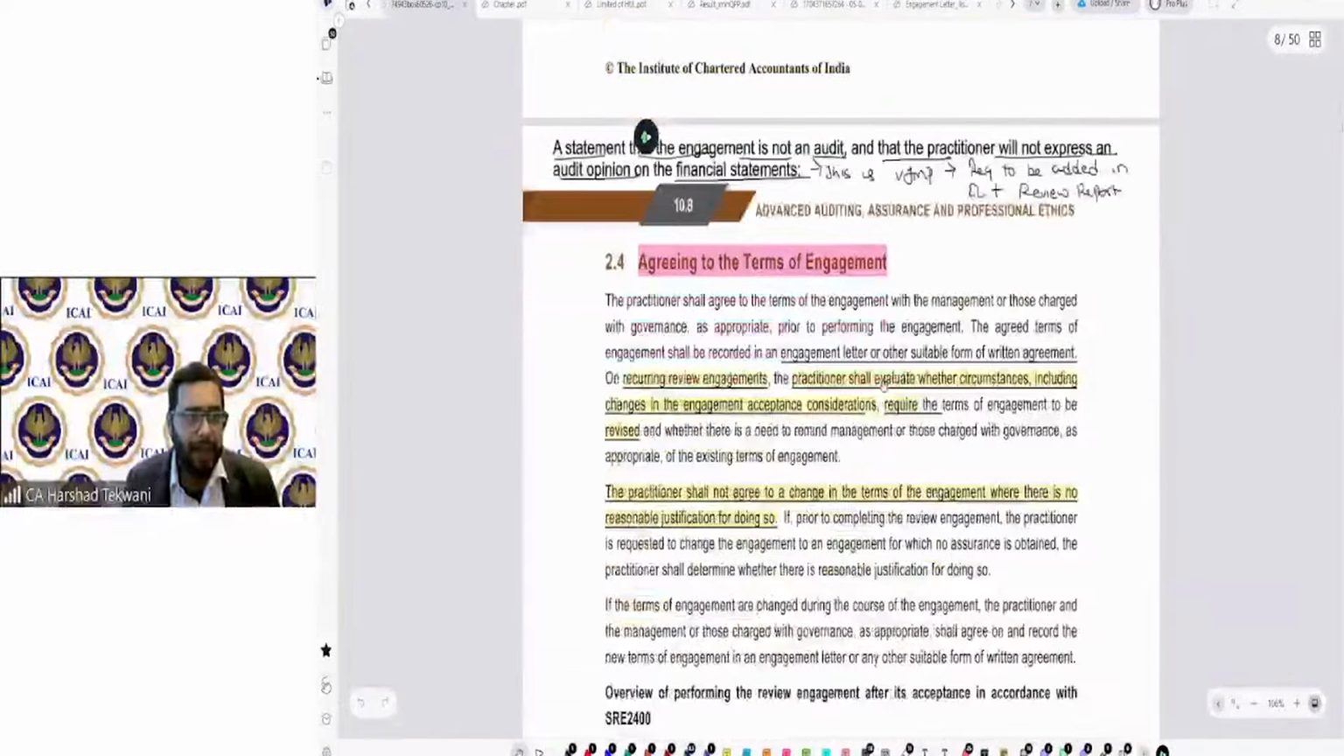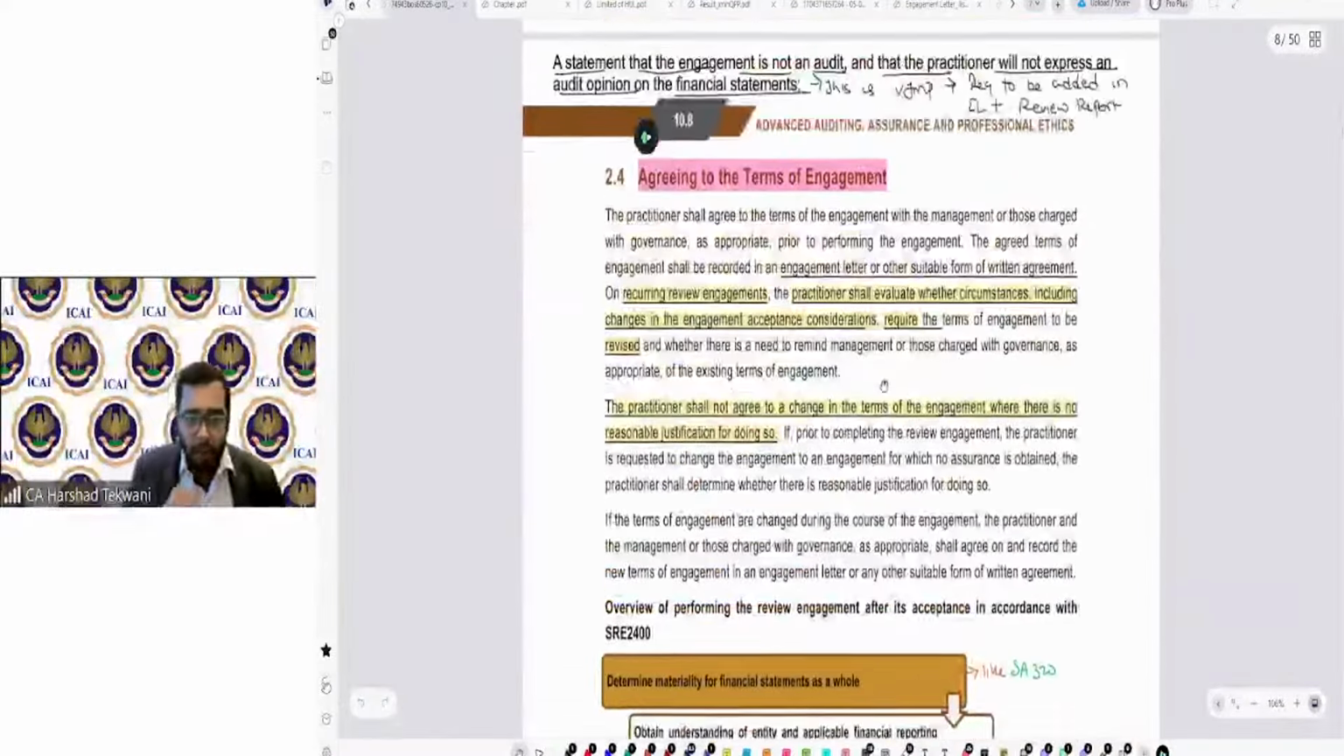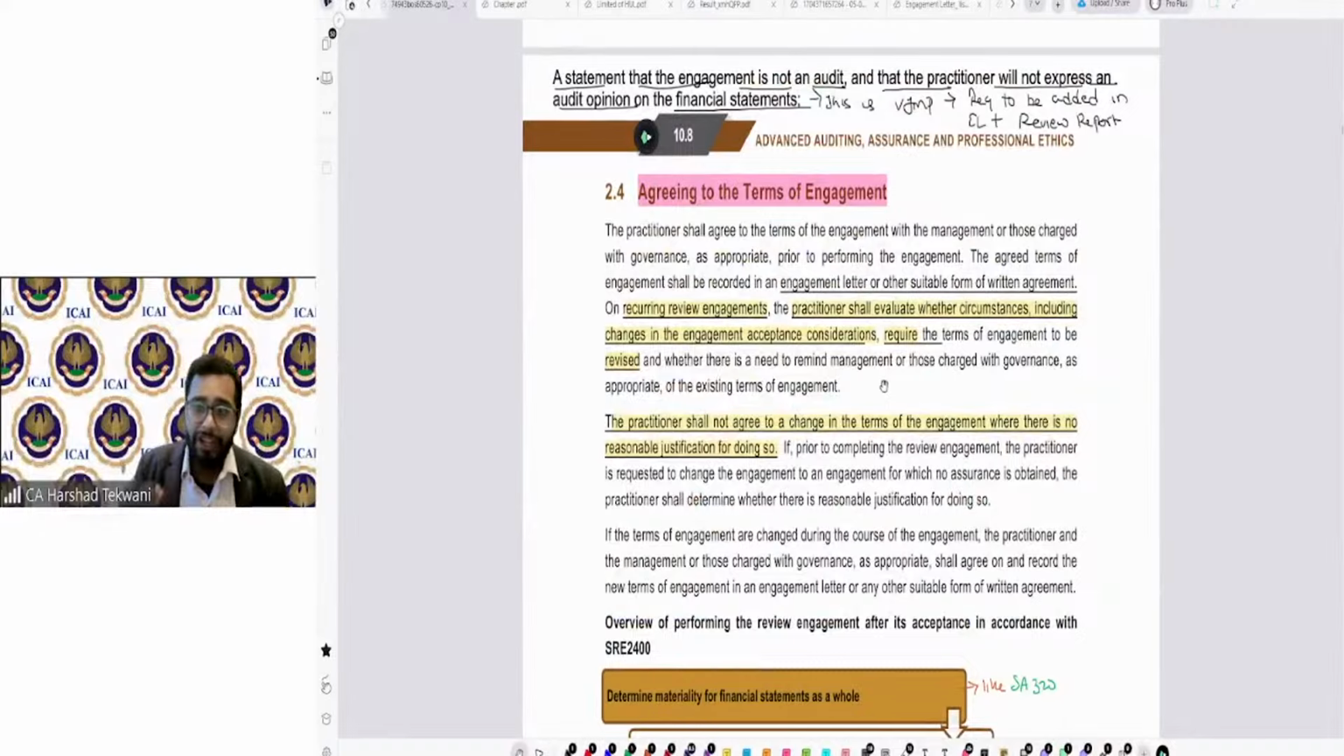Then we came to that, the practitioner's responsibility is not to issue an audit opinion. So in a review, it's not an audit. The practitioner will not issue an audit opinion on the financial statements. And why? Because we will see in the report also that this is not an audit opinion and is a limited review, a review engagement, and we will perform only inquiry and analytical procedures.